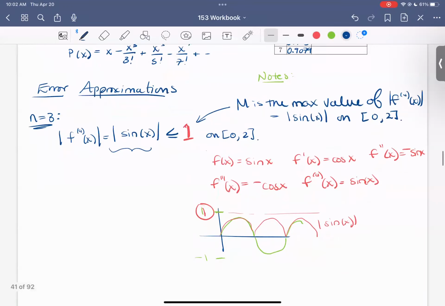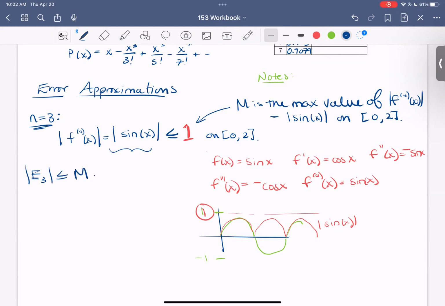So let's go ahead and write that out. So we see here that the error of the third degree polynomial is going to be less than or equal to M times (c minus a) to the power of n plus 1 over (n plus 1) factorial. All right, so let's fill this in for us. So we saw that M was 1. We have that c is 2, a is 0, n here is 3, so we raise to a power of 4, and then we divide by 4 factorial.